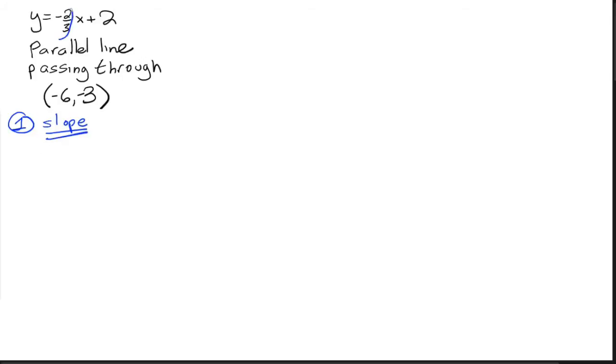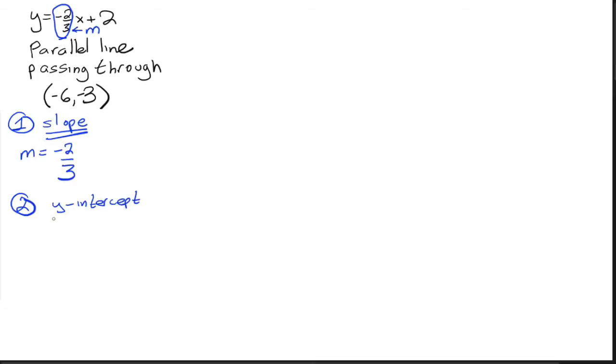So in this case, this line has a slope of -2/3, and usually we use the letter m. So m, which is the slope, is -2/3 because parallel lines have the same slope. So that was easy, right? Okay, now the second step is we need to find the y-intercept.